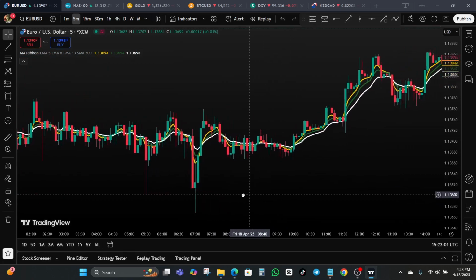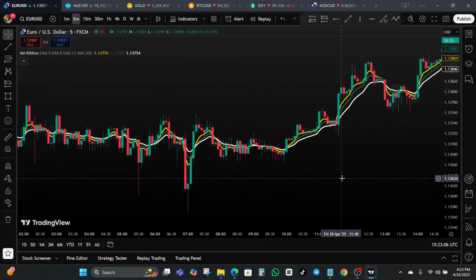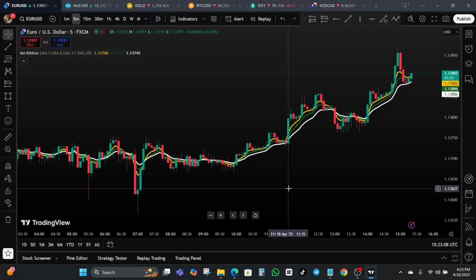This strategy is built on 3 exponential moving averages: the 5 EMA, 8 EMA, and 13 EMA. These EMAs respond quickly to price action and help spot momentum shifts as they happen. It is perfect for traders who want to scalp quick moves without relying on complicated indicators.